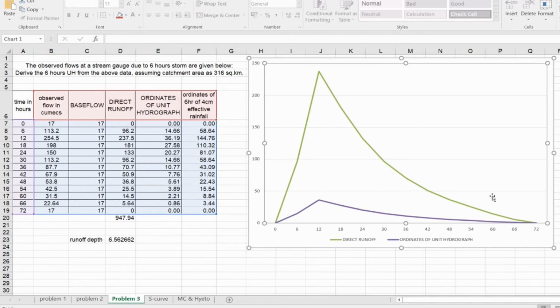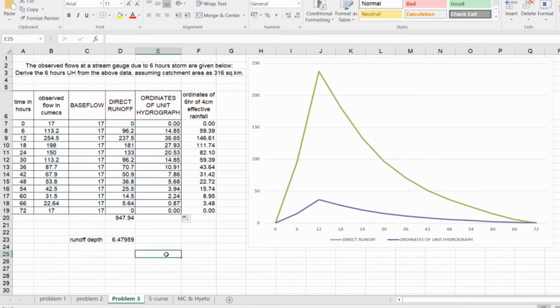Once I get the direct runoff hydrograph, what I do next is calculate the depth of runoff, which is also called effective rainfall, or excess rainfall. After separating the base flow, we calculate the direct runoff. This is the graph which is showing you the direct runoff. After that, the next thing is to calculate the runoff depth. Runoff depth can be calculated by first taking the sum of the ordinates of direct runoff. The sum of the ordinates of direct runoff is 947.94.